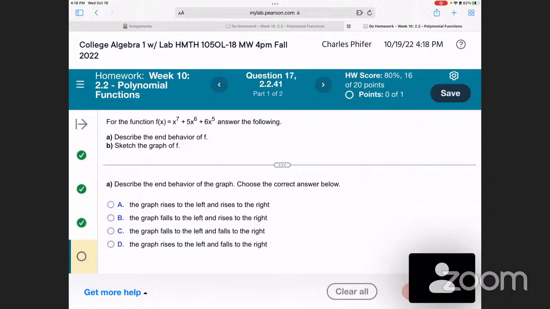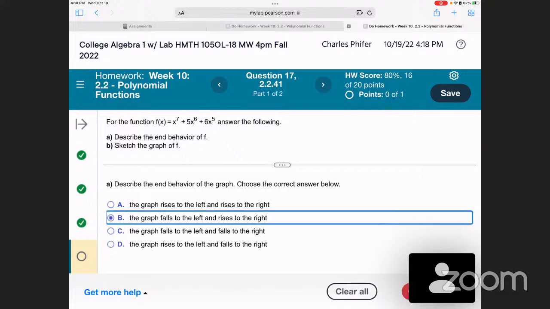For this function, the end behavior, we're using the leading term test. The leading coefficient is +1, which means we should go up to the right, but the degree of the polynomial is 7, which is odd, so the other side does the opposite. That means it should fall to the left and rise to the right, which is B.